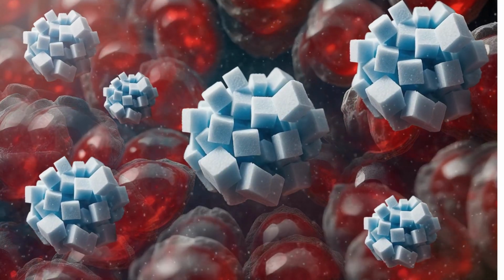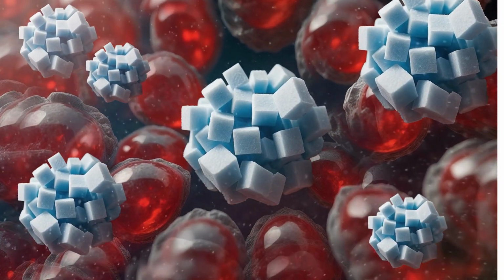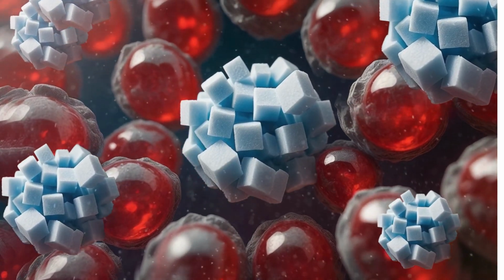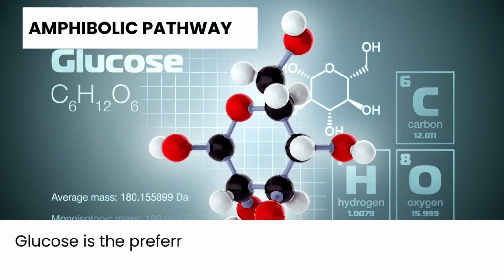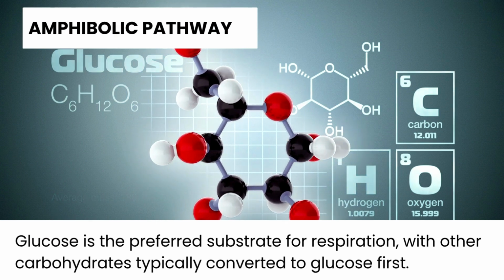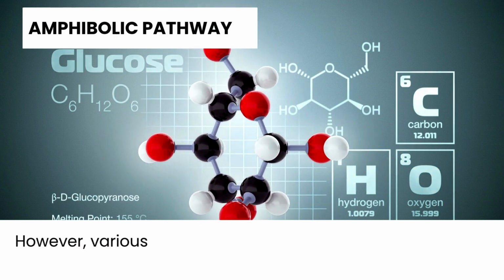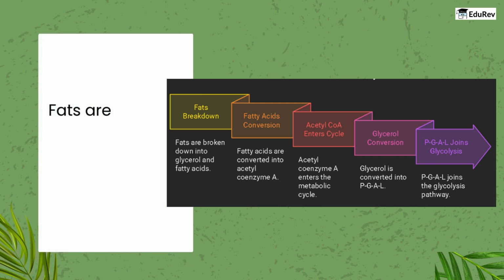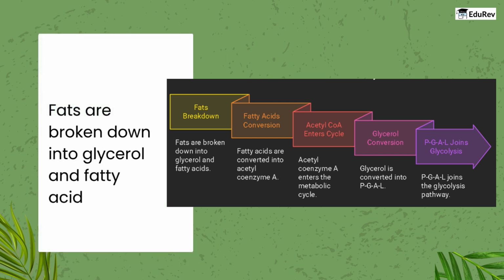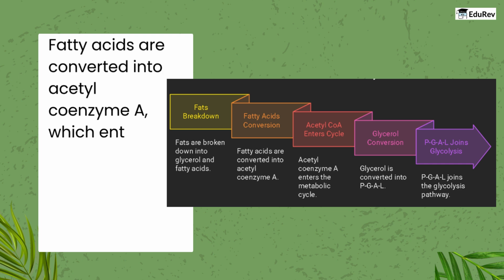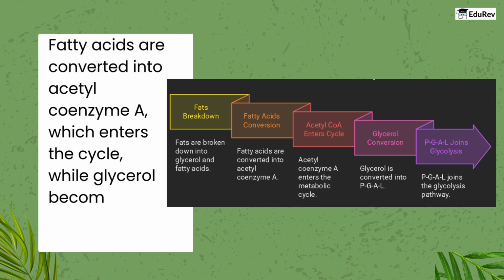Now that we understand how glucose is processed during respiration, let's take a look at what happens when the cell uses other molecules like fats and proteins for energy. Glucose is the preferred substrate for respiration, with other carbohydrates typically converted to glucose first. However, various substrates can enter the respiratory pathway at different points. Fats are broken down into glycerol and fatty acids. Fatty acids are converted into acetyl coenzyme A, which enters the cycle, while glycerol becomes PGAL and joins glycolysis.